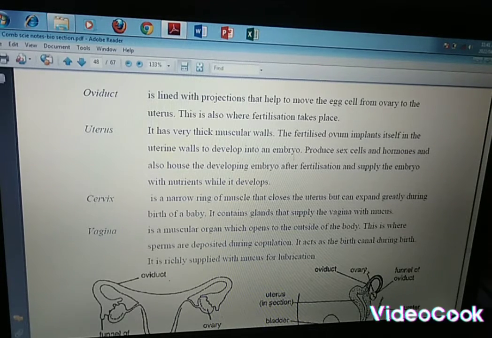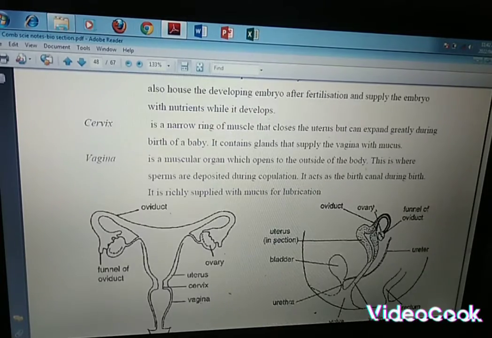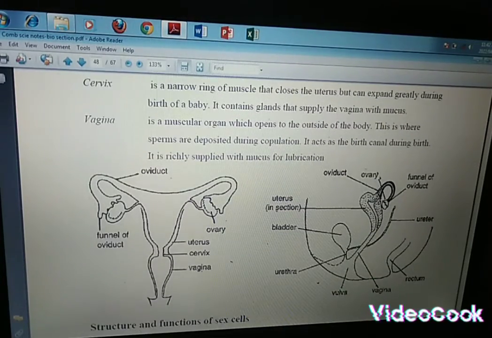And then what did we say the uterus is? The uterus is just a very thick muscular wall. The fertilized ovum actually implants itself in the uterine walls to develop into an embryo, and the uterus helps the developing embryo after fertilization and supplies the embryo with nutrients while it develops. That is if fertilization has taken place, right? But if fertilization does not take place, it actually disintegrates. It breaks, and that's what you get as your period.